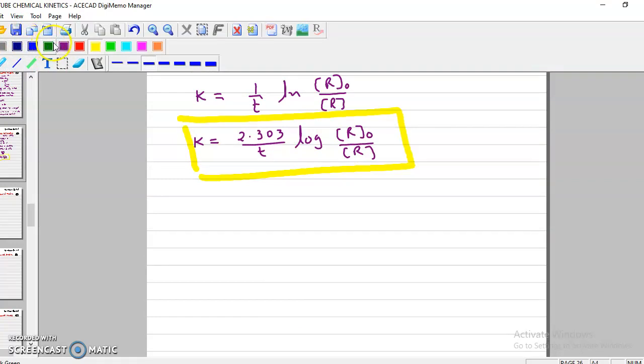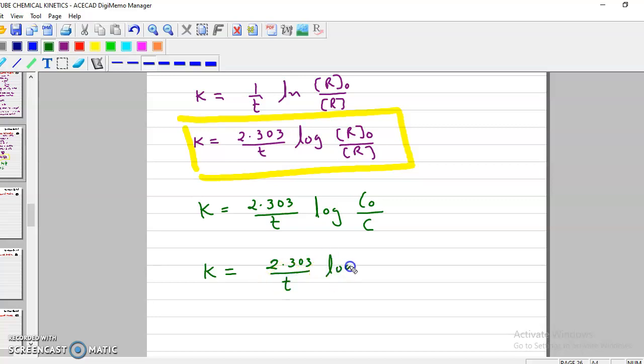Okay, there are various forms of the same equation. We write like this also: k is equal to 2.303 upon t log C0 upon C, where C0 is the initial concentration and C is the concentration at time t. Or k is equal to 2.303 upon t log a upon (a minus x). Small a will be the initial moles or initial concentration, and a minus x will be the concentration of the reactant at time t.